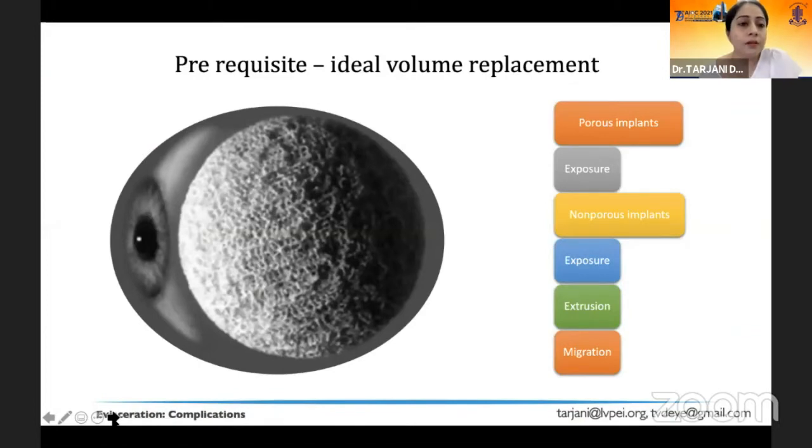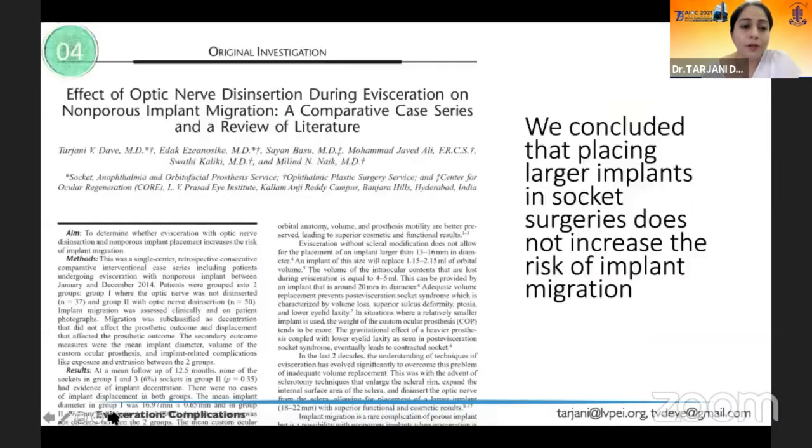So when you look at complications in evisceration, what are these? You may see complications associated with either the porous implant or the non-porous implant, which tends to give you 70% of the volume once you've performed the surgery. And the remaining 30% of the volume lost by removal of the eye is given by the prosthetic eye. We'll mainly focus on the complications seen with non-porous implants, because nearly 90% of ophthalmologists in our part of the world use non-porous implants. And these are mainly two complications. You see exposure, which eventually leads to extrusion of the implant, which means it comes out. And the second one is implant migration.